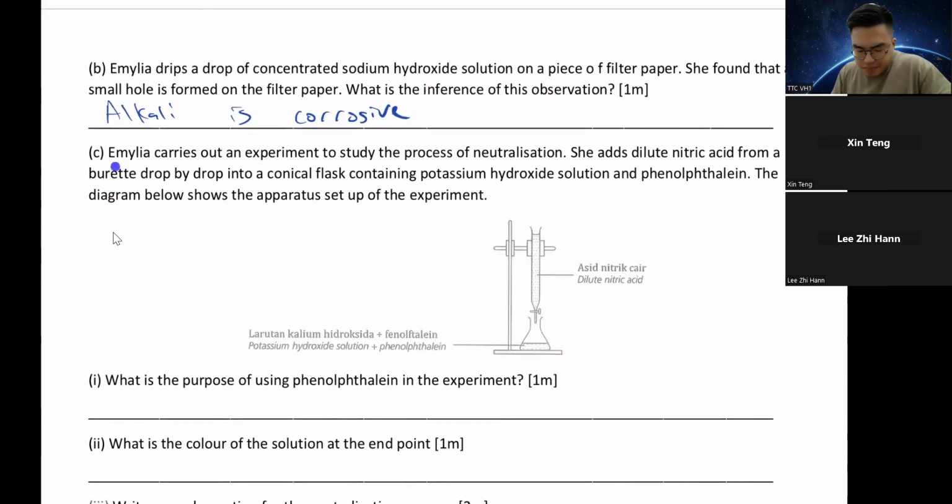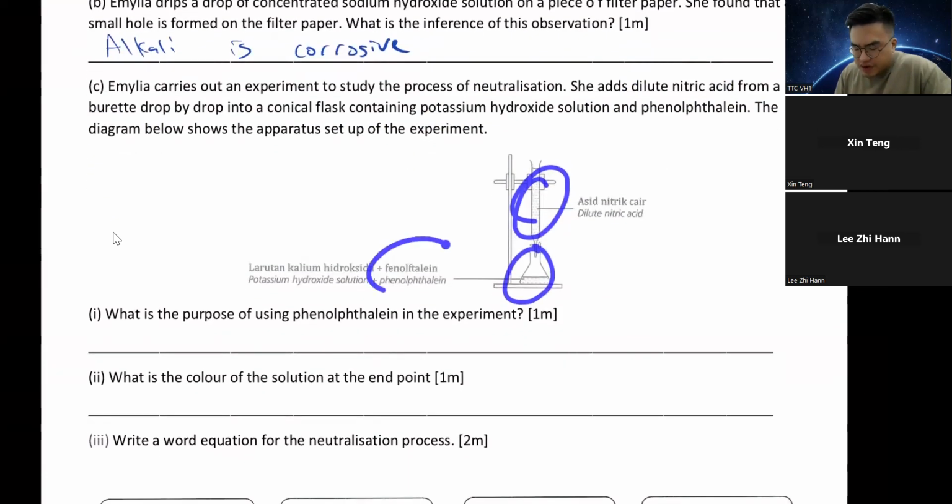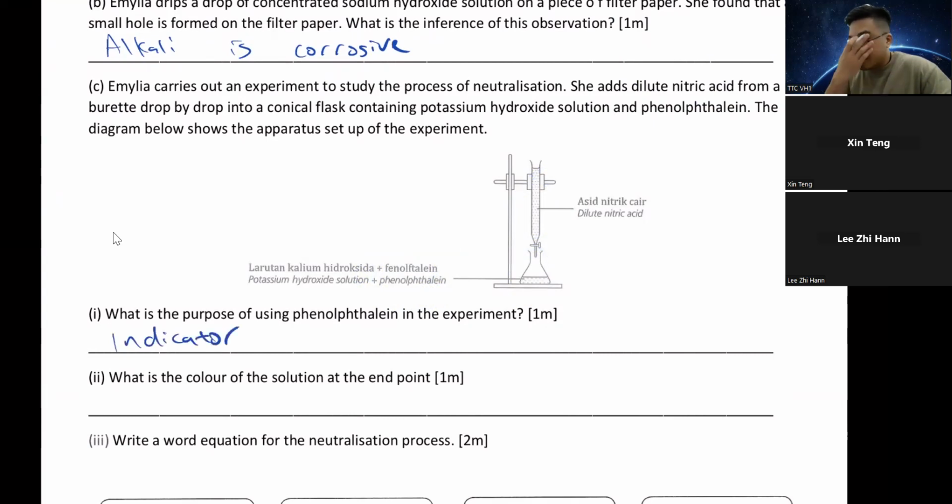So C, Amelia carries out an experiment to study the process of neutralization. She adds dilute nitric acid from a burette drop by drop into a conical flask containing potassium hydroxide. The diagram shows the apparatus. So she puts acid into alkali. What is this phenolphthalein? This phenolphthalein is an indicator. What is an indicator? That means they show you the color, whether something is acidic or alkaline.